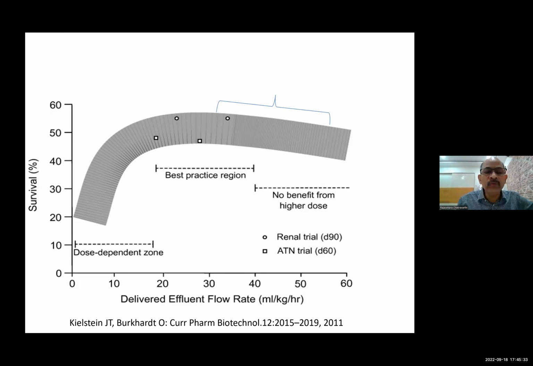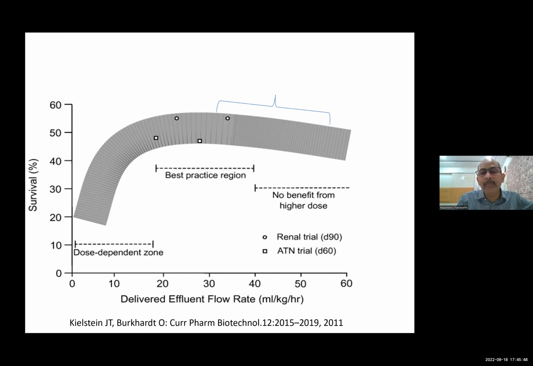So when you look at a dose for a CRRT, there is something called survival benefit below 20 ml. If you achieve a default of 20 to 25 ml, there is survival benefit also.